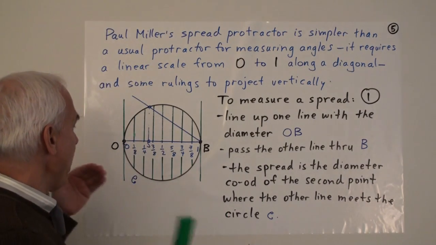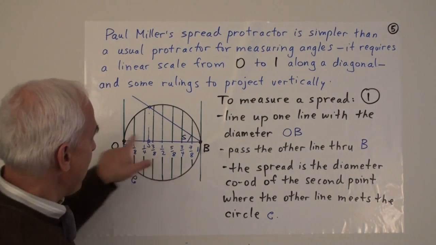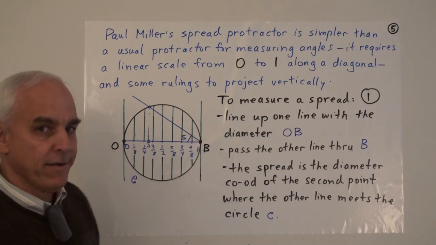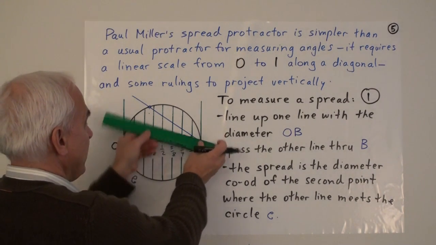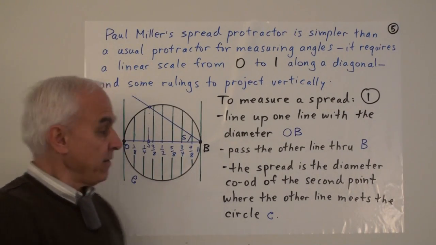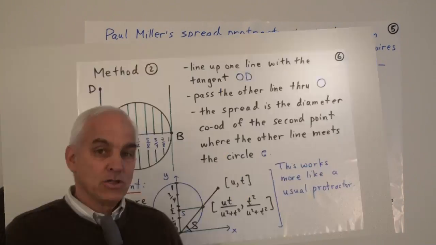So this is one way of using the core circle. We're measuring a spread which ends up being at the point B, at the point 1 over here. So we're measuring the spread between this line and this line, and you just position the core circle as you like, and then you just read off the spread. Very simple.